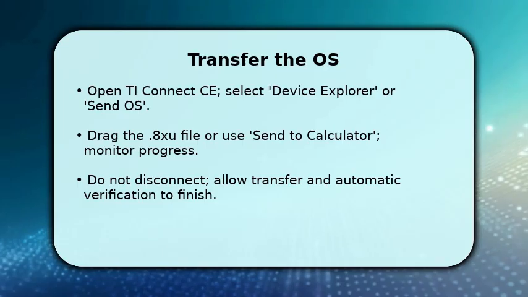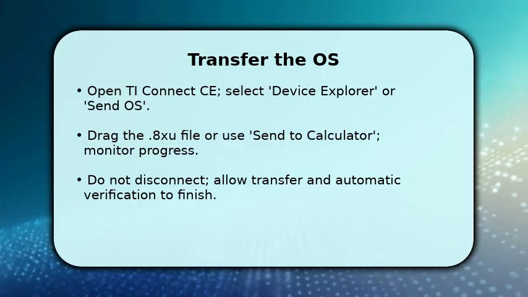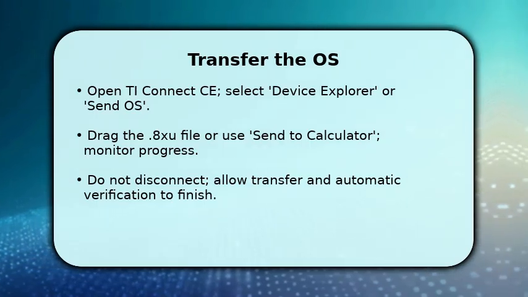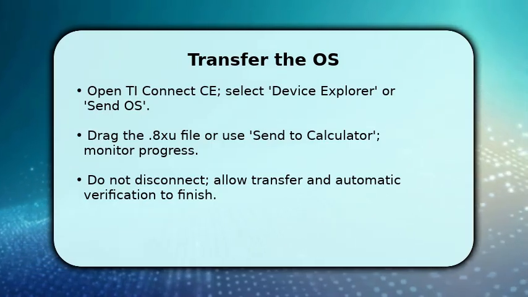You'll now perform the core transfer. Open TI Connect CE and choose Send OS or drag the 8XU file onto your detected calculator. Confirm the file name and press Send. The app will queue and begin transferring.